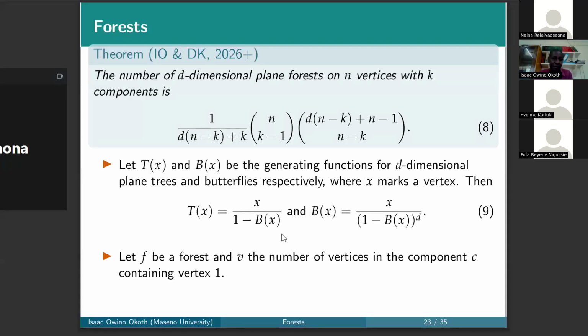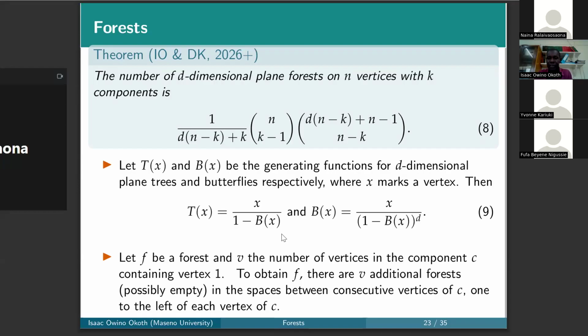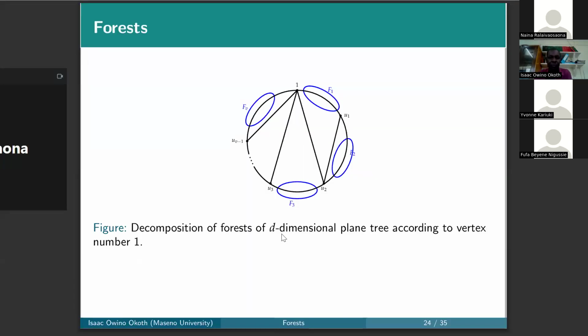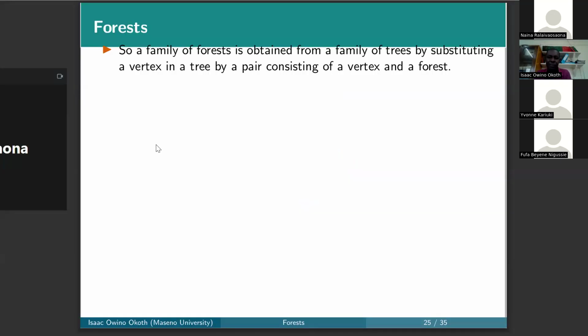Then we can let f be a forest and v be the number of vertices in the component C containing vertex 1. So to obtain f, which is a forest, there are v additional forests in the spaces constructed between consecutive vertices of C. That is expressed here. So you start with the tree, put at vertex 1 this tree. So between the vertices of the trees, there are forests which will possibly be empty. So a family of forests can therefore be obtained from a family of trees by substituting a vertex in the tree by a pair, that is a vertex and a forest.